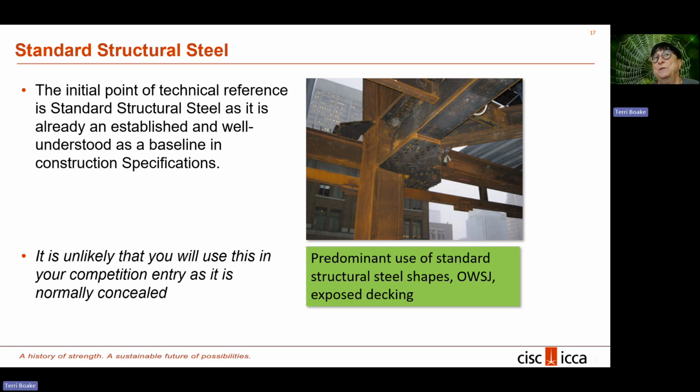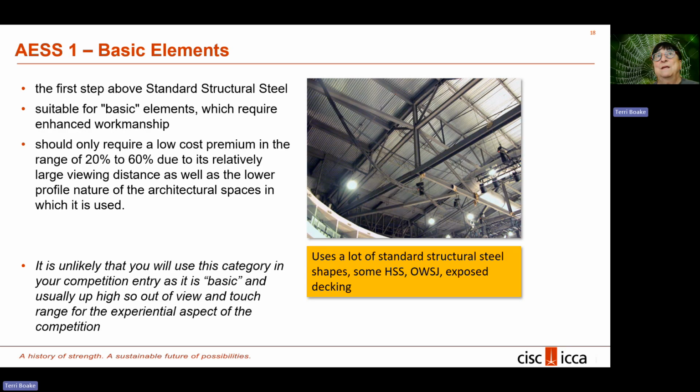It's unlikely that you will use this in your competition as it's normally concealed, but just to give you a visual of what it might look like on a project site. AESS 1 is called Basic Elements. It's the first step above standard structural steel. Again, you're probably not going to be using this as much in your particular competition because it is basic and usually up high, so out of view and touch. But to give you a sense of where we're starting from, it's using regular standard structural shapes, some hollow structural steel sections, open web steel joists, and exposed decking.